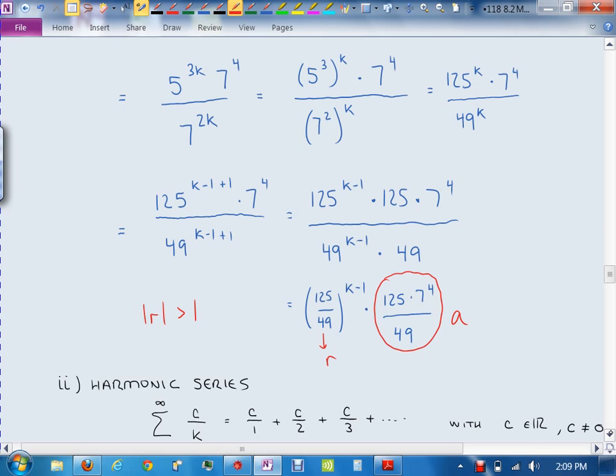All right, so that's the first type of series, geometric. The next one is harmonic.